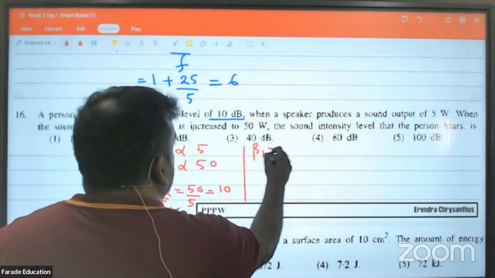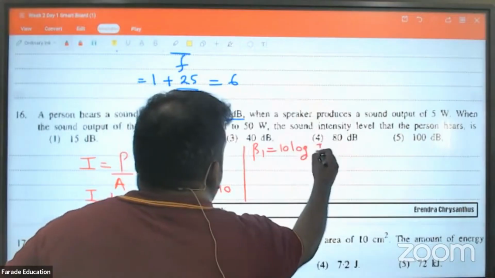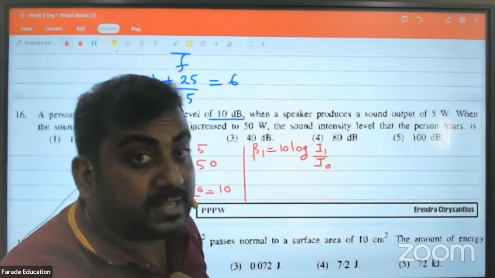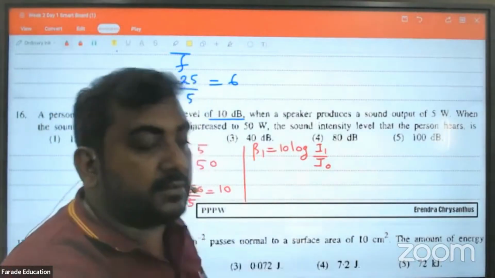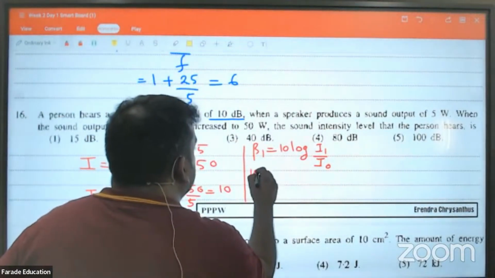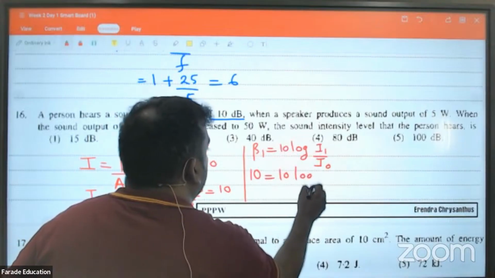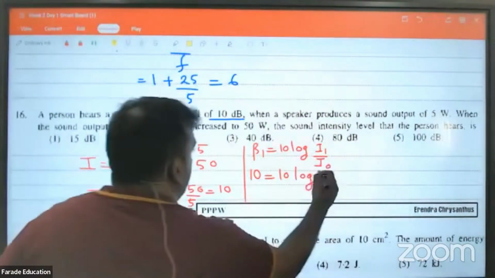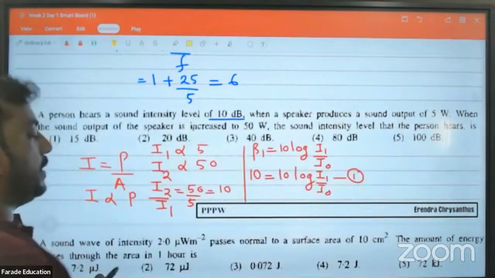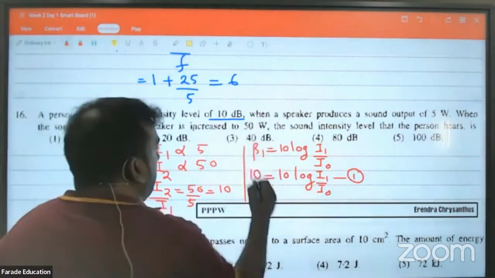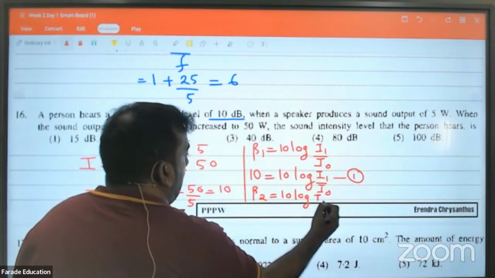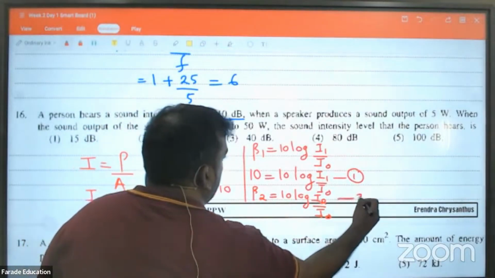Now let's work. Beta 1 equals 10 log I1 over I0. What is I0? The reference intensity for the human ear, 10 to the power minus 12. Now, beta 1 is 10 decibels, 10 log I1 divided by I0. Don't write anything else, just keep it simple like that. Now when it's 50 watt, beta 2 equals 10 log I2 divided by I0. Equation number 2.